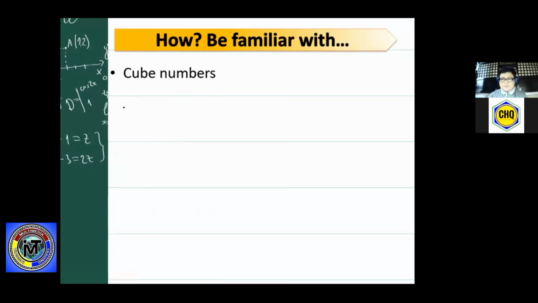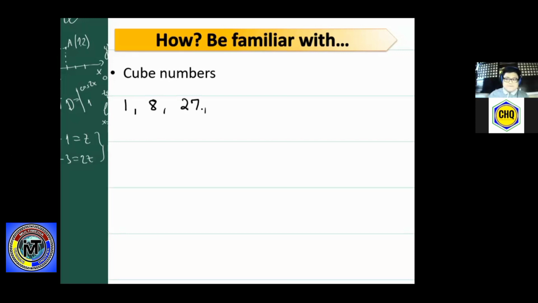These are 1 cube, 2 cube, 3 cube, 4 cube, 5 cube. So what are those cubes? You start with 1. And then 2 cube, what is 2 cube? That is 8. That's 2 times 2 times 2. 3 cube is 3 times 3 times 3. That's 27.